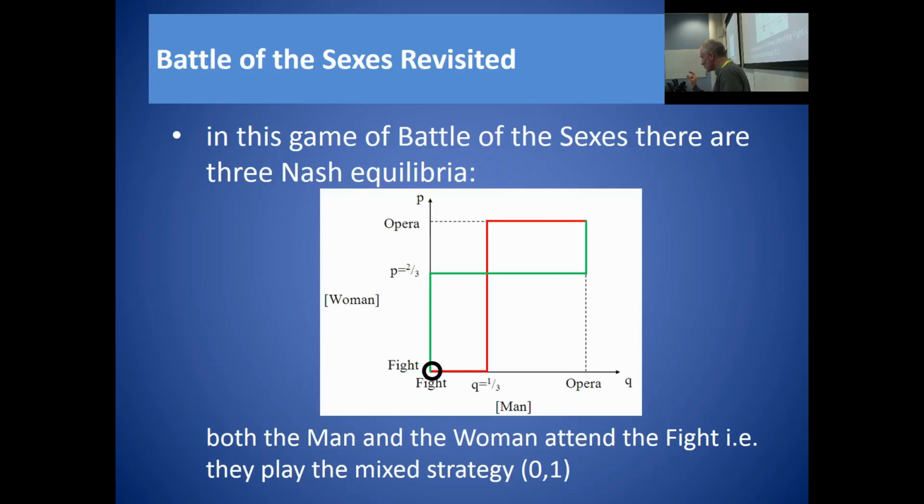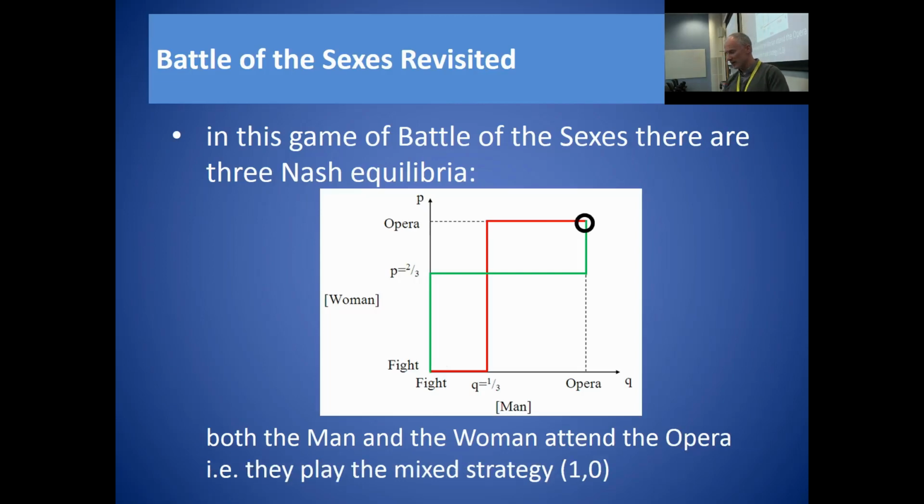Mixed strategy is not a probability. A mixed strategy is the probability distribution over which the players choose their available strategies. So, the mixed strategy is 0, 1. Go to the opera with a probability of 0. Go to the prize fight with a probability of 1. So both the man and the woman play that mixed strategy, 0, 1. So the man chooses 0, 1. The woman chooses 0, 1. That's our first Nash equilibrium. And that accords with the idea where they both went to the prize fight.